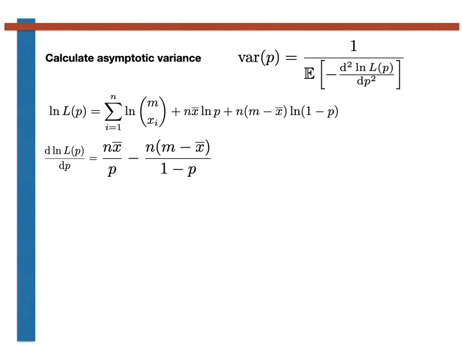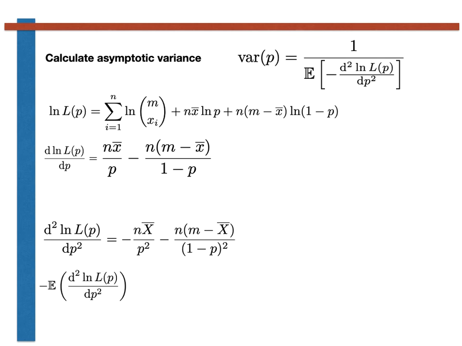Differentiating this expression for the first derivative one further time with respect to p then gives the following expression for the second derivative. We now need to calculate the negative of the expectation of the second derivative to evaluate the denominator in our expression for the asymptotic variance.